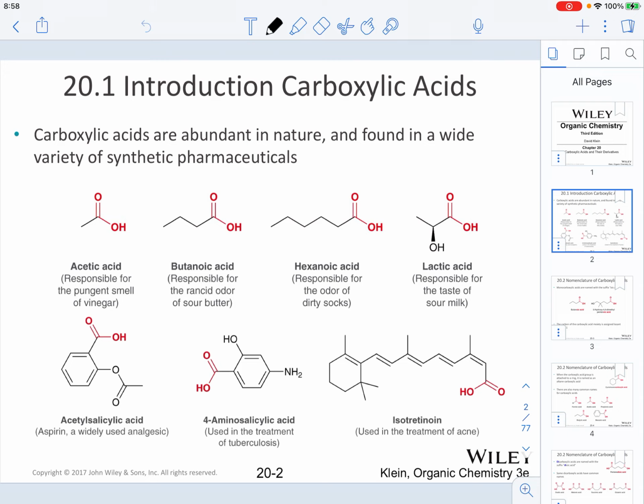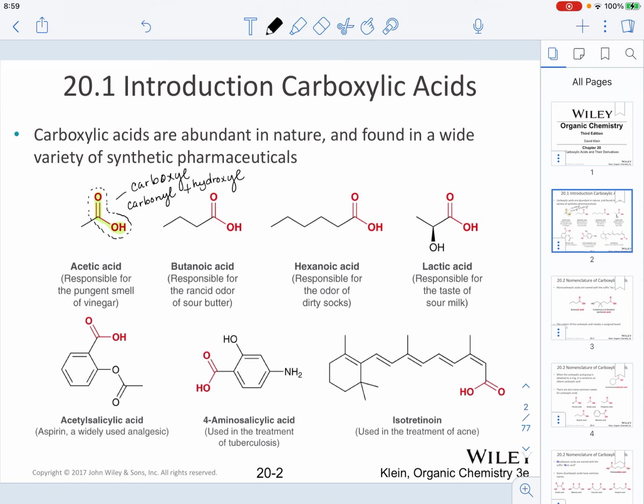Now, carboxylic acids are organic compounds that have the functional group of carbon double bonded to oxygen, and that carbonyl is attached to an OH group. Overall, this motif, which I am putting around dotted lines, is known as a carboxyl group, because in essence we have a carbonyl plus a hydroxyl group.